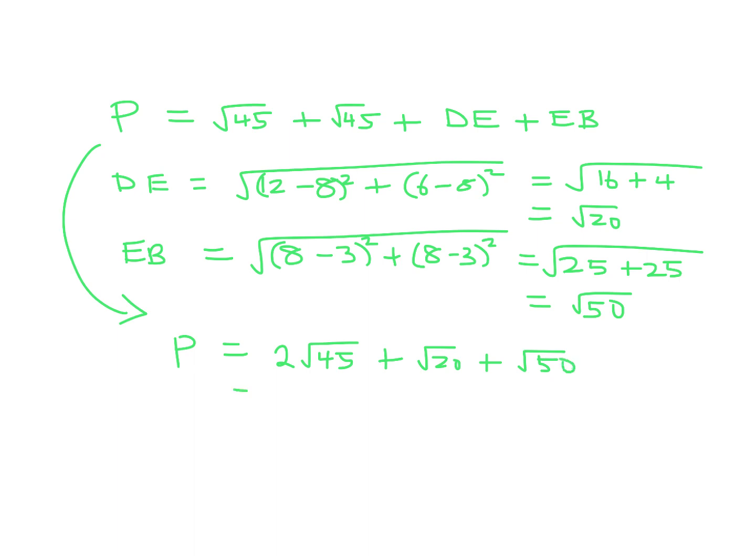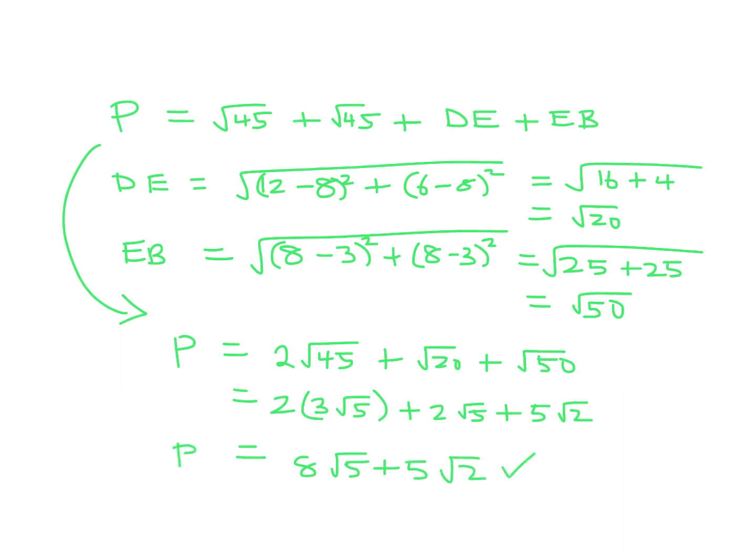And then let's see if we can combine this. Root 45 is what? 9 times 5, so that's 3 root 5. So that's going to be times 3 root 5, like that. Yeah, and then this one, 4 times 5, so 2 root 5. And this one, 2 times 25, so 5 root 2. So 6 plus 2, 8 root 5 plus 5 root 2. And that is the perimeter of that shape.